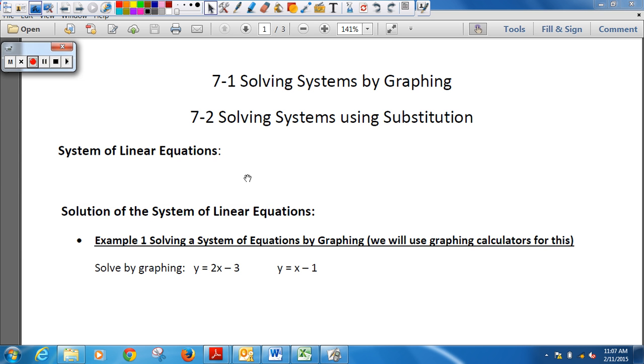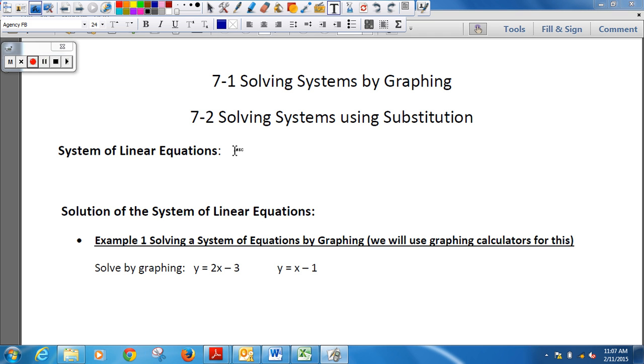Today we will be solving systems by graphing first, and because graphing with paper and pencil has human error, we are actually going to be using our graphing calculators to solve all systems by graphing. The second method you'll be seeing today is using substitution. So first of all, we need to talk about what a system of linear equations is.